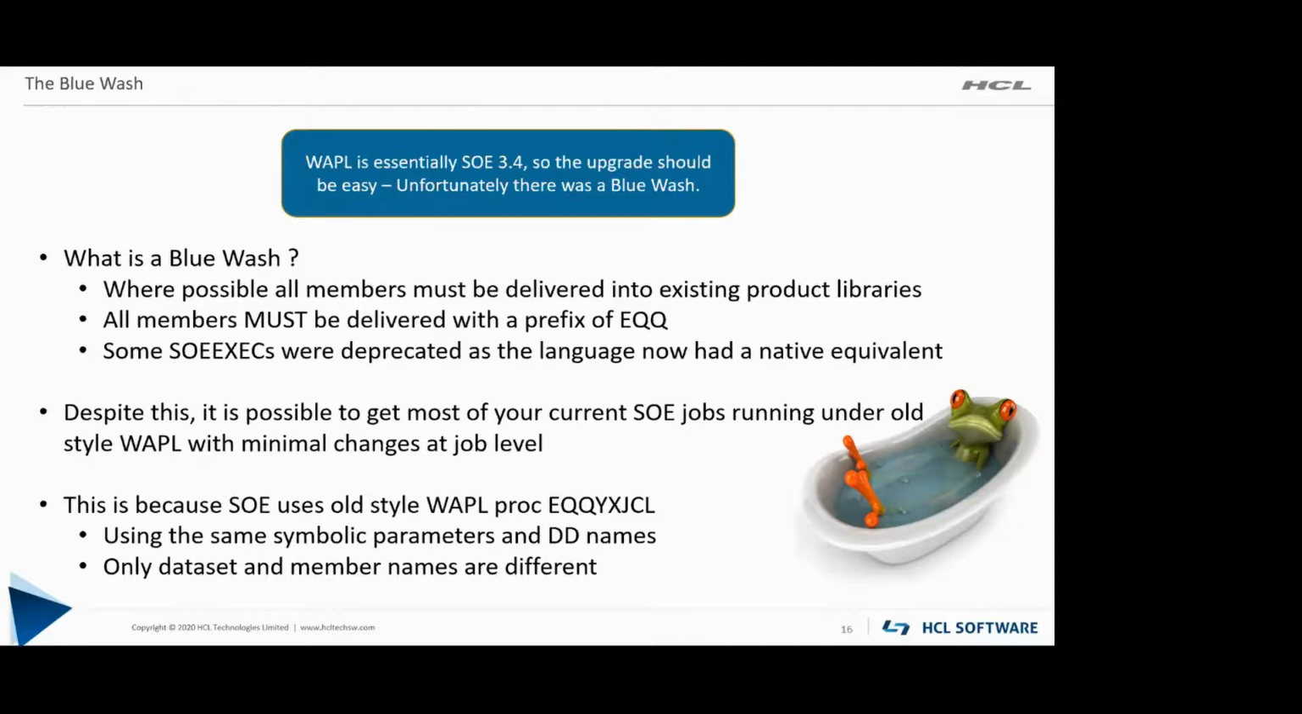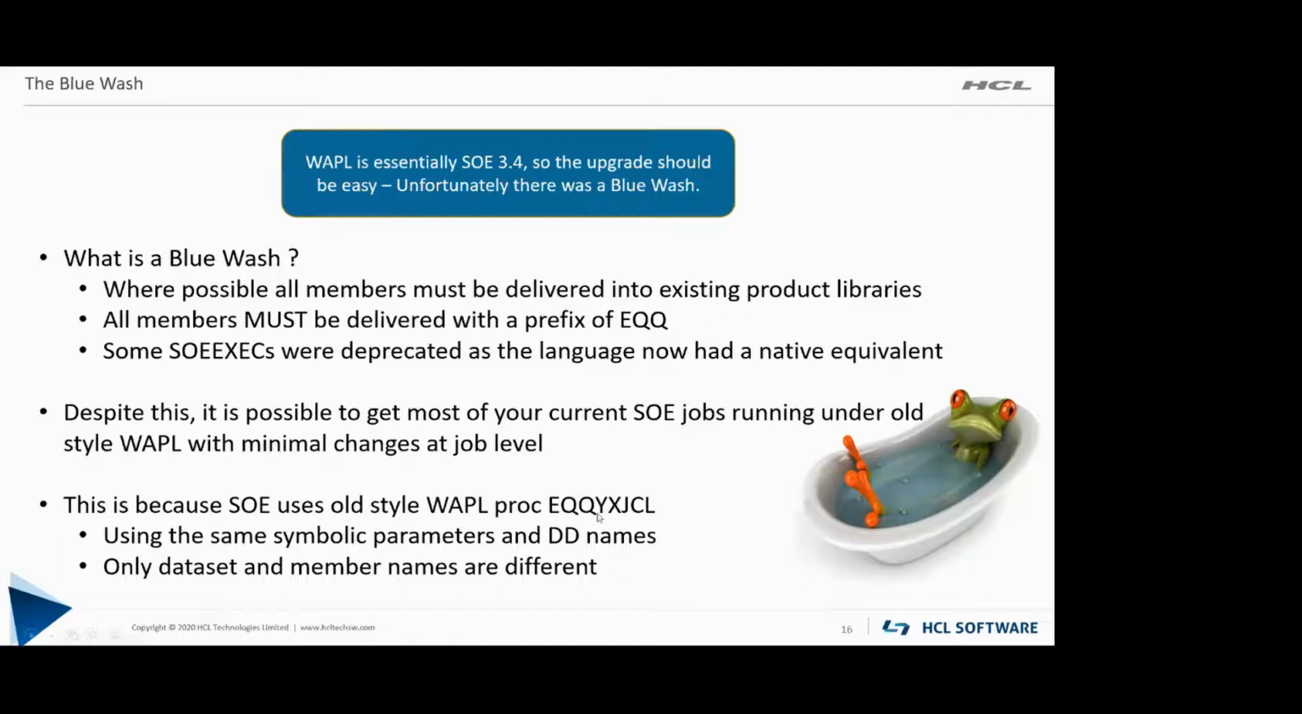But unfortunately, we had what's called the blue wash. Now, this means that anything that we deliver must be in an existing product library. So I couldn't create a new set of libraries to put the WAPL bits and pieces in if there was something equivalent already there. And also, all members must be delivered with the prefix of EQQ. And we didn't discover this until fairly late in the day. And also, we deprecated some SOE Execs because the language now had a native equivalent, though we did deliver them. They are still there. We just didn't document them.